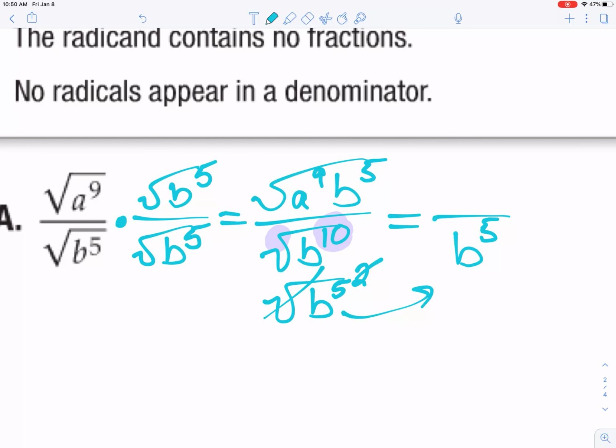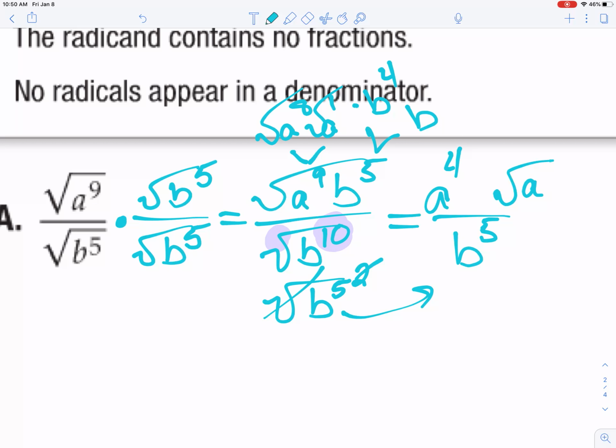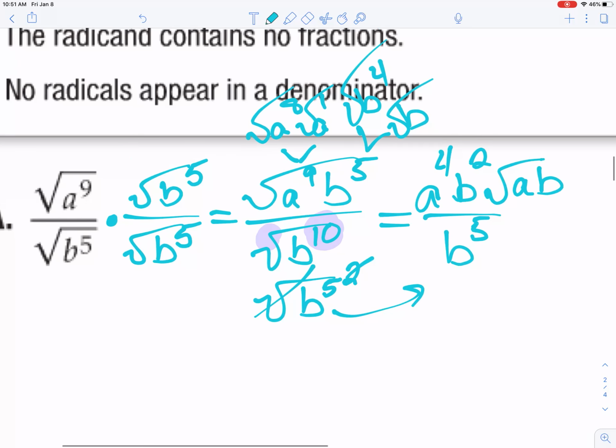So as far as the top goes, I'm going to go ahead and take out what I can. So I see this a could become a to the 8th and a to the 1st as far as the square root goes, so that I can have a to the 4th with a square root of a in the bottom. The b can become b to the 4th and a regular b, which means when I have a square root, that will be b squared with one b left underneath the radical sign.